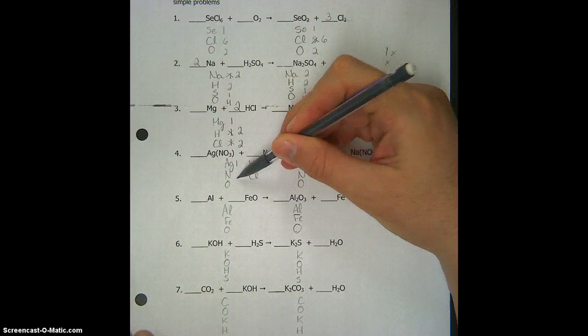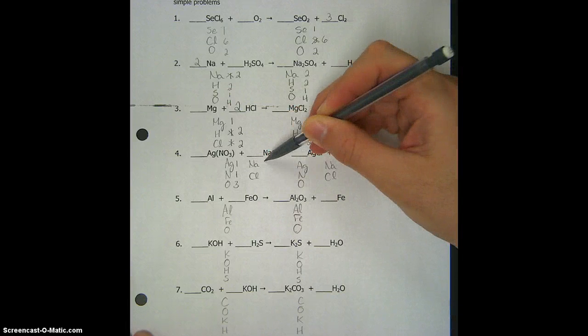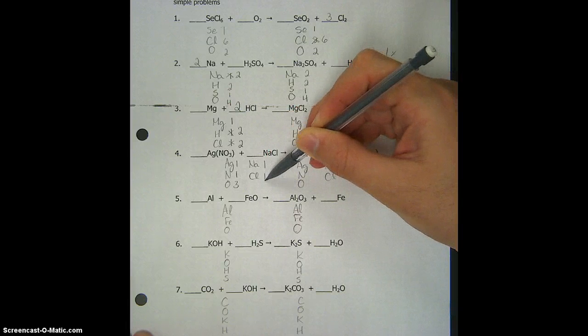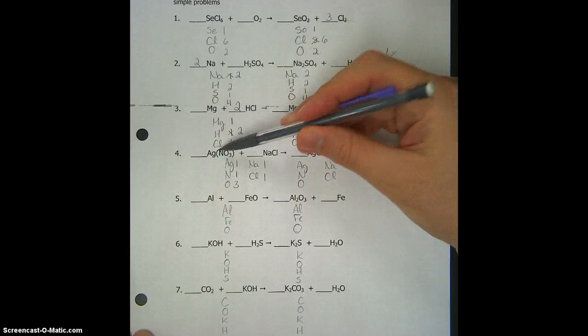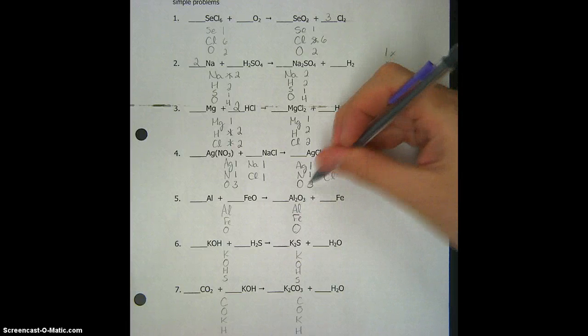Looking at number 4. Silver I've got 1, nitrogen 1, oxygen 3. Sodium 1, and chlorine 1. There are parentheses on this. The person who wrote the worksheet decided that was a good idea for viewing nitrate as a group. I'm not a fan of that, but life goes on. 1 silver, 1 nitrogen, 3 oxygens, 1 sodium, and 1 chlorine.